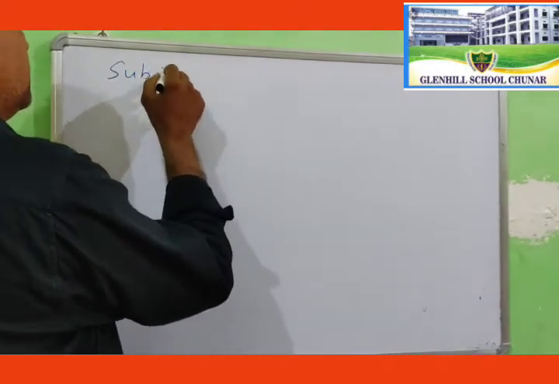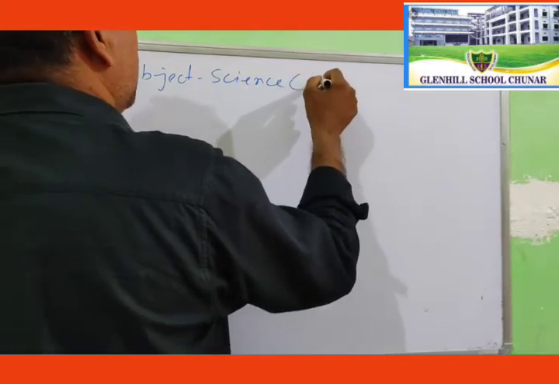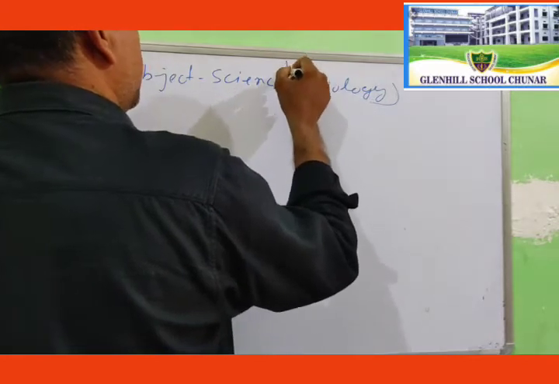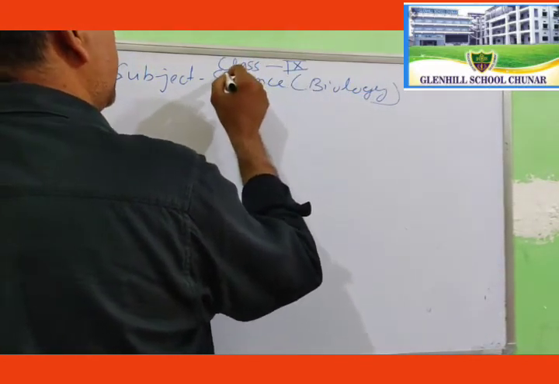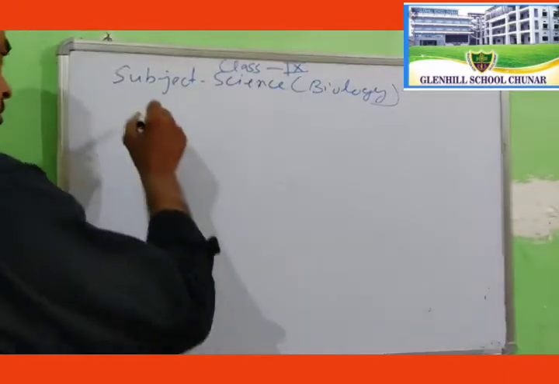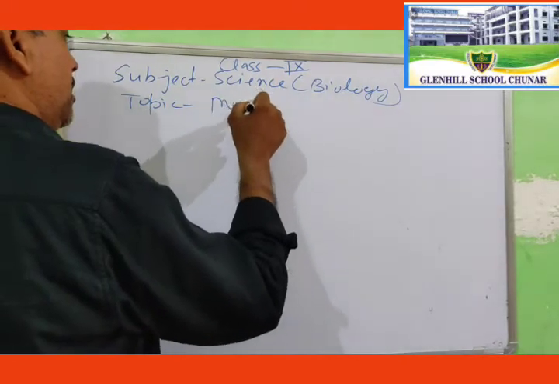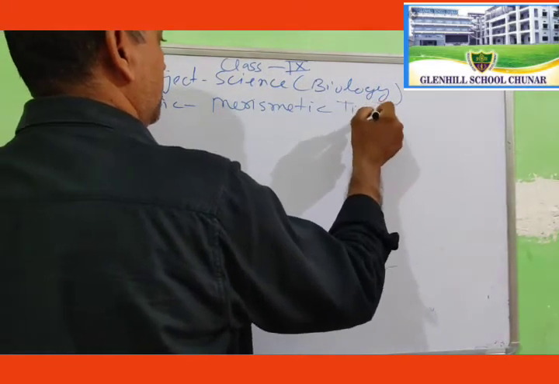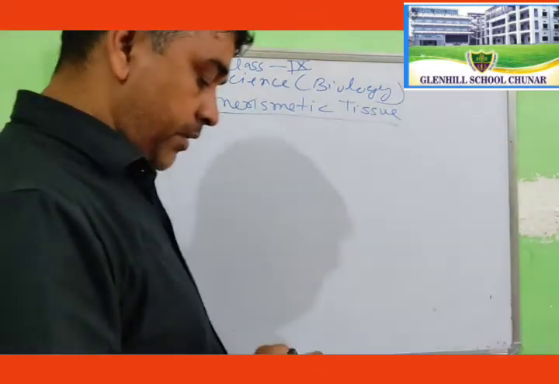Subject science, biology, class 9. Okay, class 9, subject biology. Today's topic is meristematic tissue. It is living and divisible.